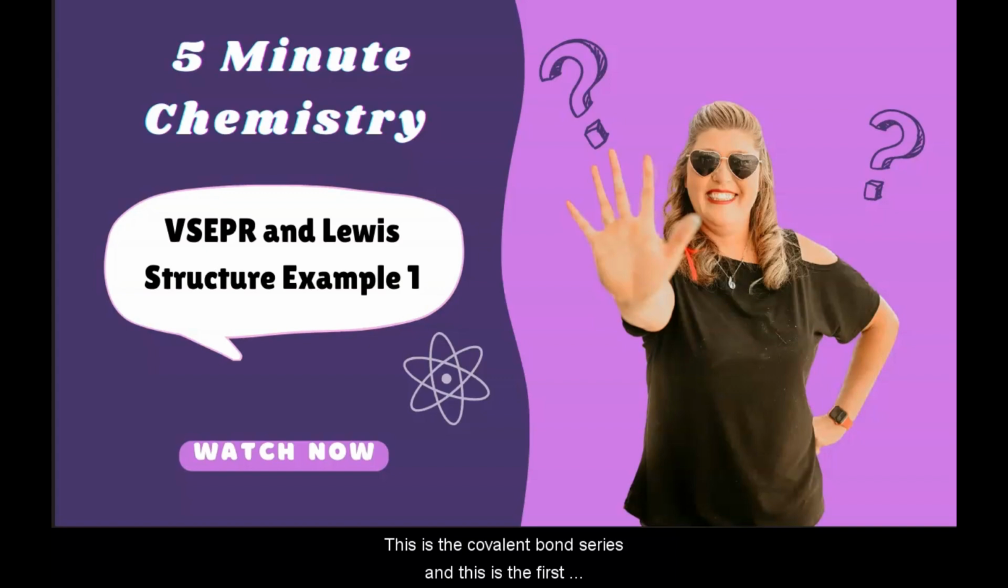This is the covalent bond series, and this is the first example of a VSEPR and Lewis structure and how they work together. Let's go.